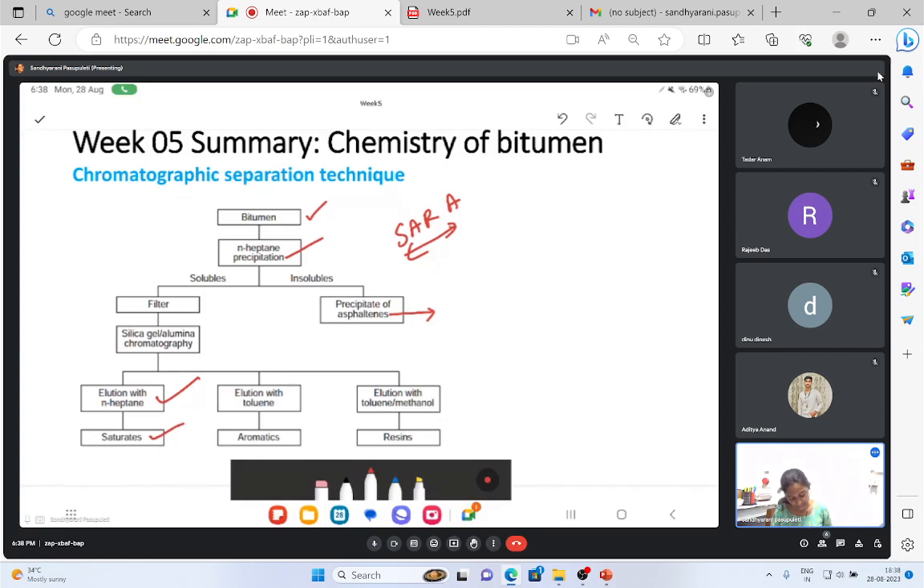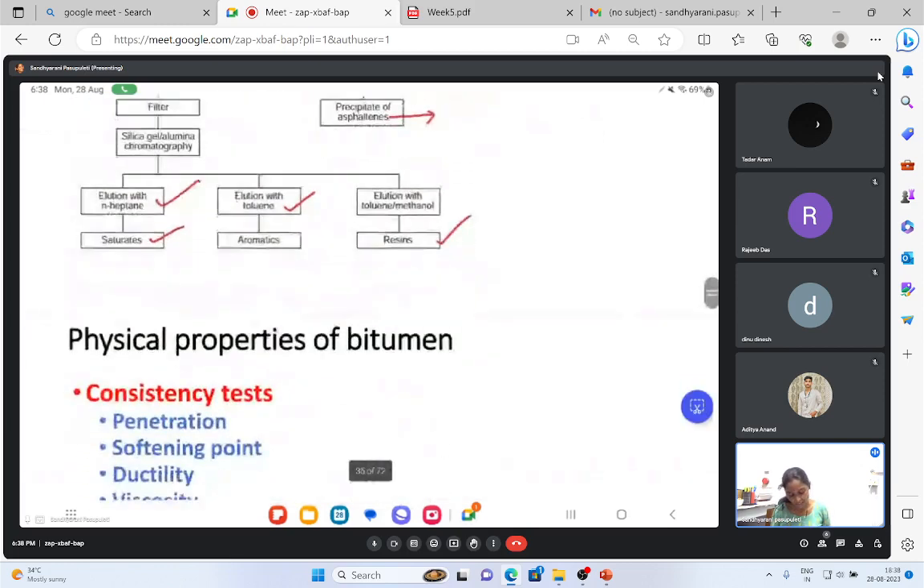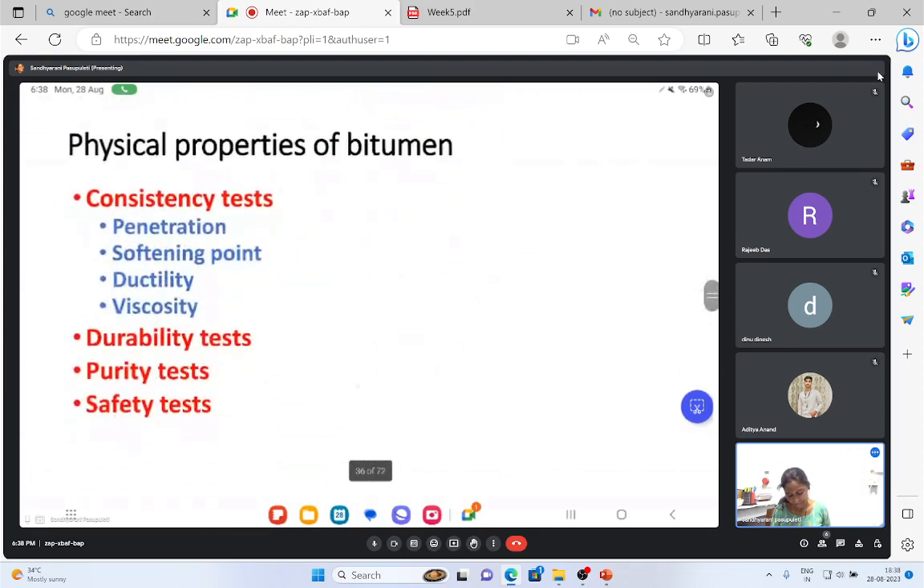Again I will take that same solution. Because I have already separated the saturates, that solution will now have A and R. So let us use toluene and separate the aromatics. Then whatever is left at the bottom will be the resins. This process is called the chromatographic technique. We need to actually investigate the bitumen before using it in the bituminous mixture.